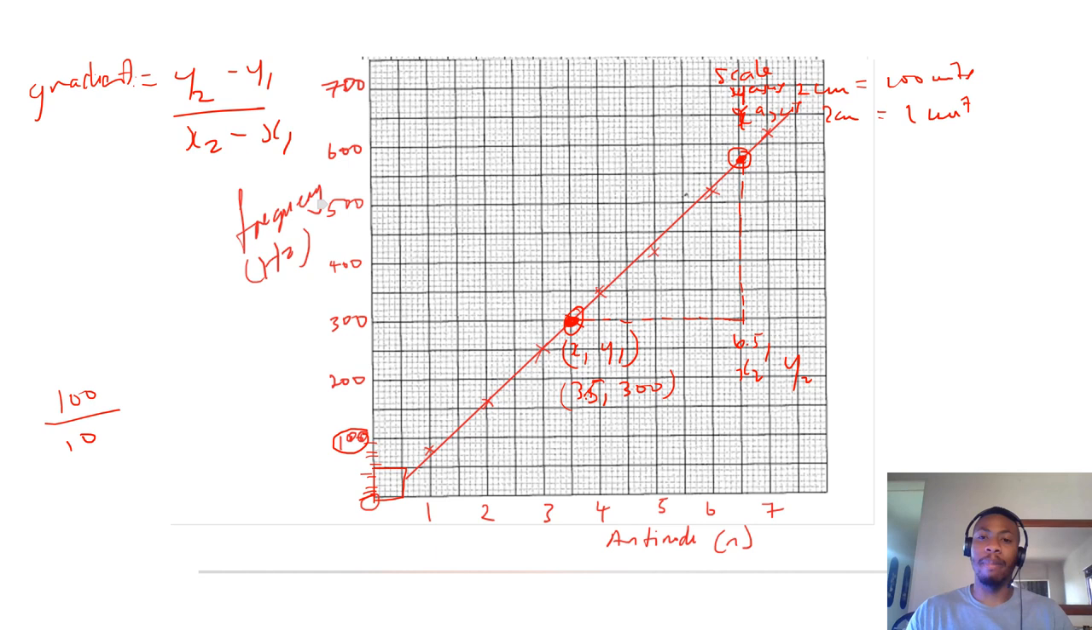So in this case, I look right here, I know that this is going to be 550. So the next one here is automatically going to be 570. With that, now you just quickly calculate your gradient. Gradient, as we said, is rise over run, or your y2 minus y1 divided by x2 minus x1. So if you put in those values, my 570 minus my 300, divided by 6.5 minus 3.5. Taking the calculators, we can quickly compute that.